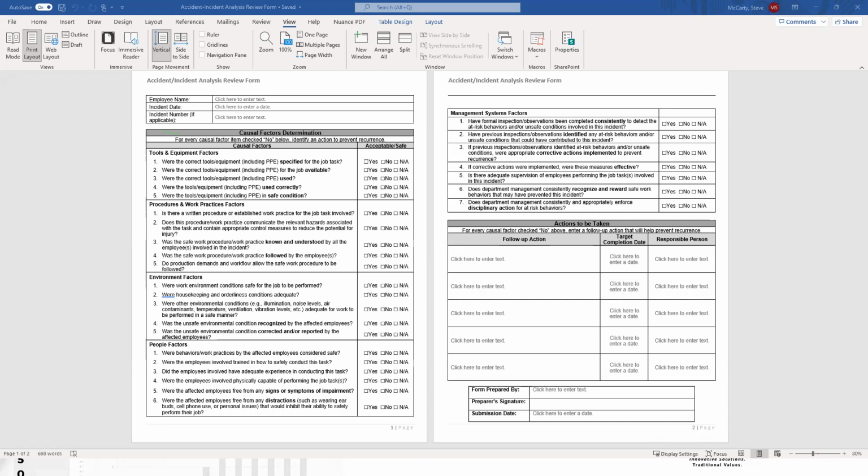Anyone with tools and equipment? I didn't see anything in tools and equipment. I had yes for that, but the next one, the procedures and work practices. Seth, why don't you start us off there?